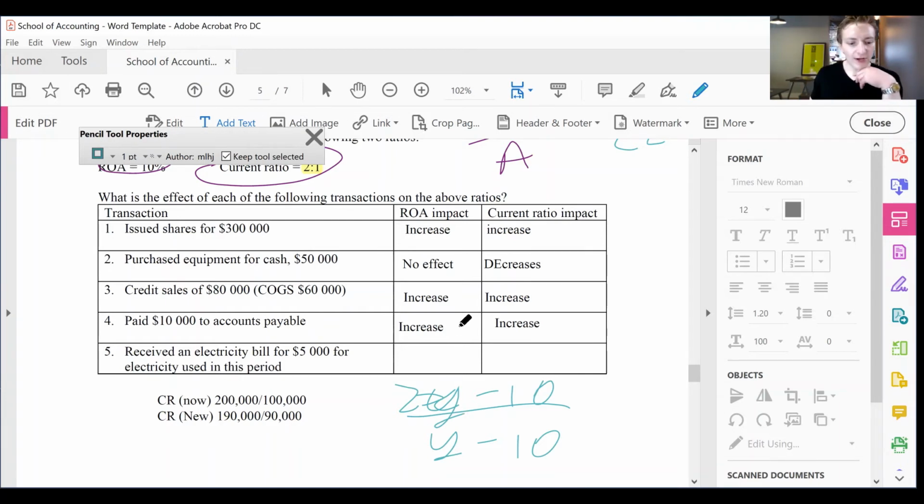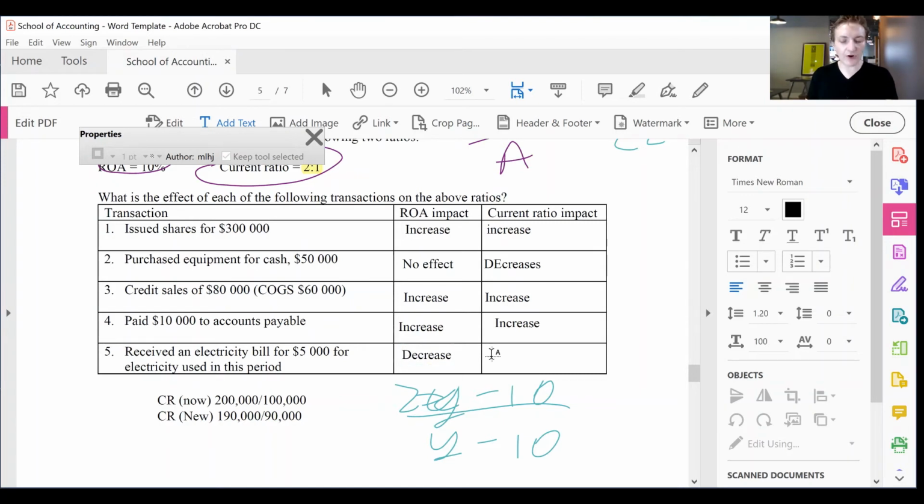Now, in the final one here, we've got the firm has received an electricity bill for $5,000. And this is for electricity used in the period. What that effectively means is the firm has incurred a $5,000 expense. Therefore, ROA will decrease, because the profit part of ROA will have gone down.